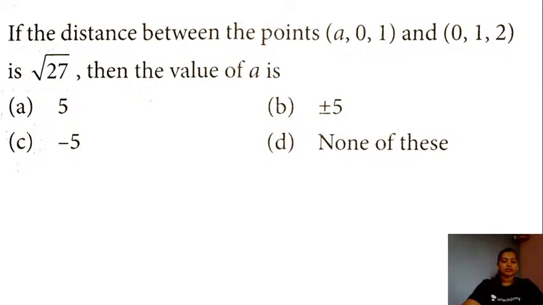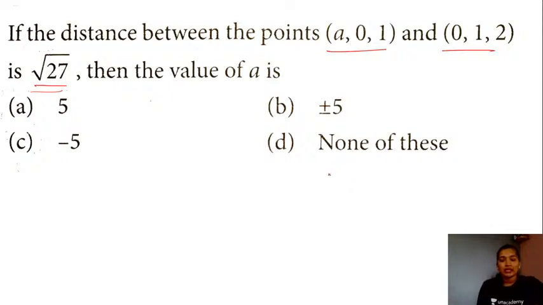Here is the next question now. If the distance between the points (a, 0, 1) and (0, 1, 2) is root of 27, then the value of a is equal to which of the following? Here, students, we are given two points and the distance between them is already given. You are asked to get the value for a. Give a try. Let me give you a minute to attempt this question. Use the distance formula now.